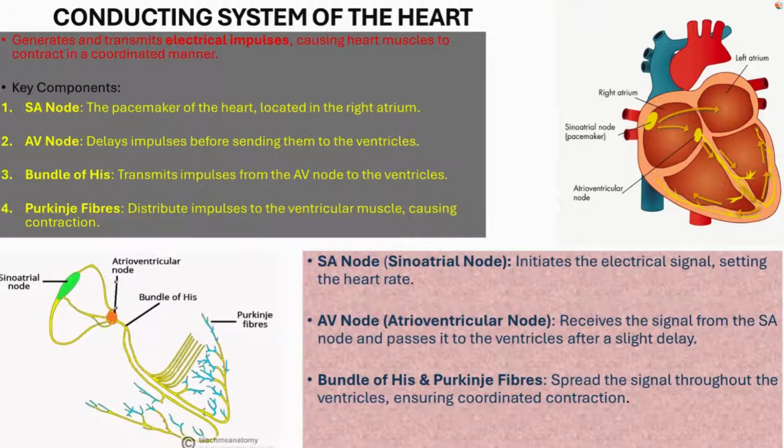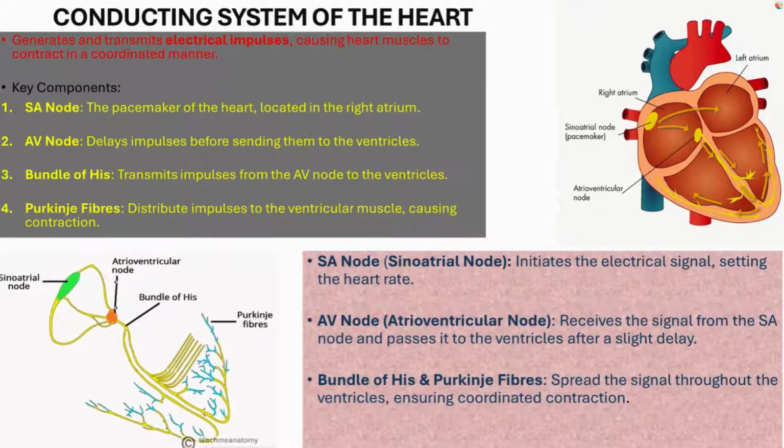Now let's move on. What are those components? The components are the SA node, number two the AV node, the bundle of His, and the Purkinje fibers. Let's discuss them one by one. The SA node is also called the pacemaker of the heart and it is located in the right atrium. Why do we call the SA node the pacemaker? It is called the pacemaker because it continuously generates the electrical impulse for the contraction of the heart and it sets the normal rhythm.